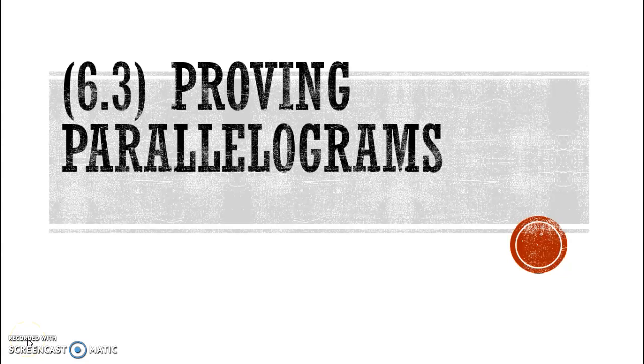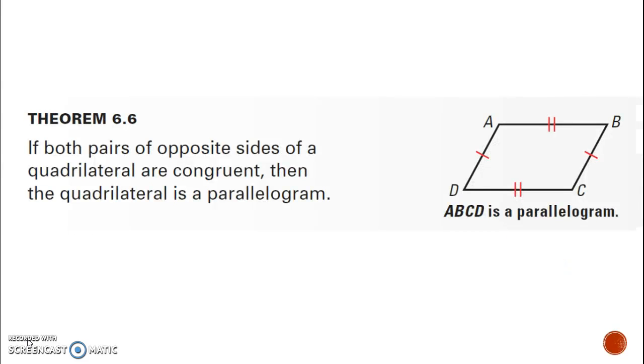Okay, so the next section is basically just all the converses of what we just did in the last section. So in 6.2, you were told that a figure was a parallelogram, and therefore you had to assume that certain properties were true. This is going to be the converse, saying, given that this property is true, you can then figure out that something is a parallelogram.